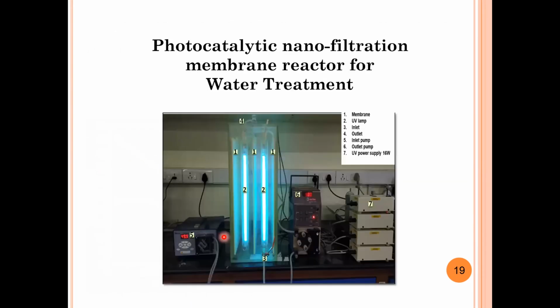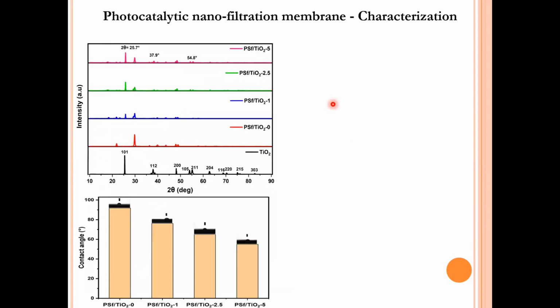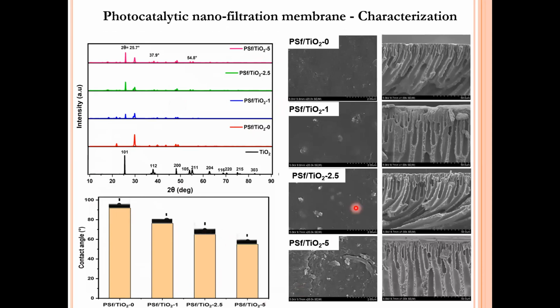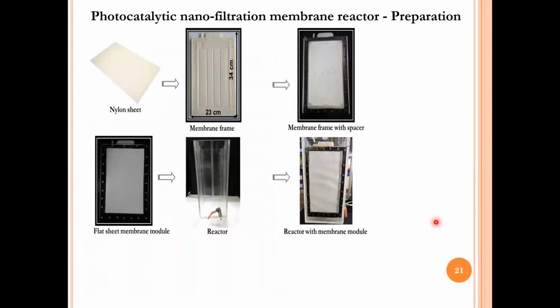And the last study, which I really wanted to highlight very briefly, is the photocatalytic nanofiltration membrane we prepared with TiO2, right? We prepared the polysulfone membrane mixed with TiO2 up to the level of 1, 2.5, and 5 weight percentage, and the contact angle is found to decrease with the increase in TiO2 percentage. And this is the cross-sectional and top view of the membrane to show that there are continuous pores through which the water is really passing.